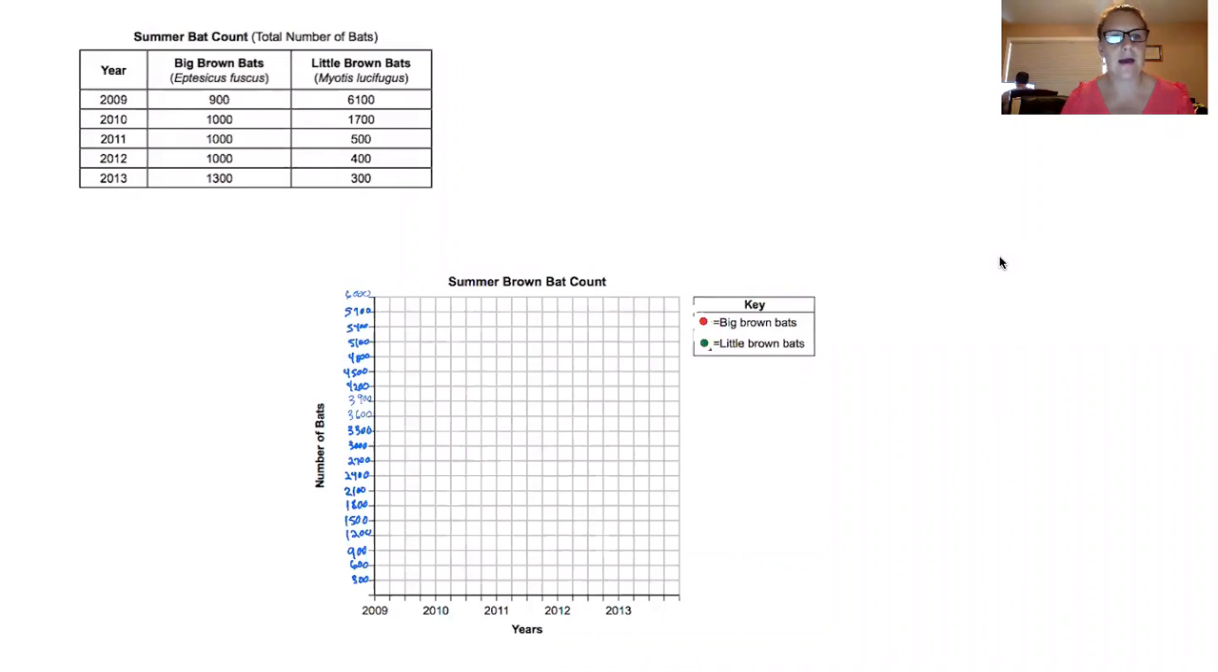So here we have some information that was recorded from an experiment. It's about bats, like the flying bats, bats in the summer, and there are 5 years, and then some data on big brown bats and little brown bats for those 5 different years.